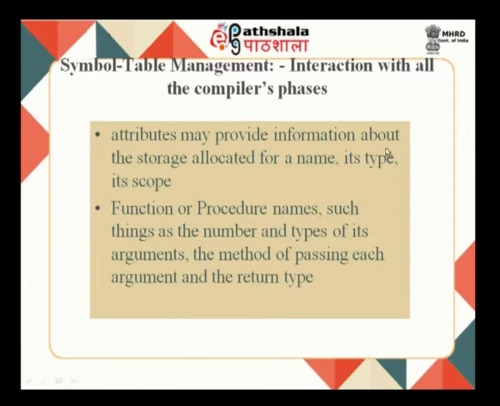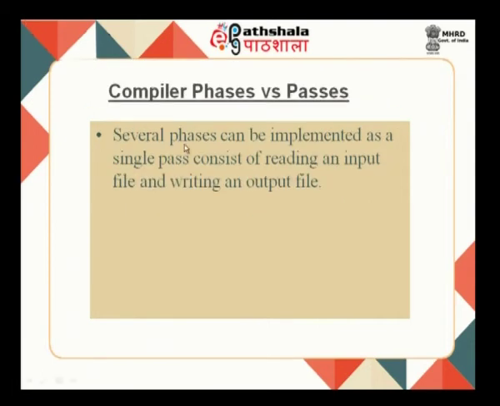The attributes may provide information about the storage allocated for a name, its type, its scope. For function or procedure names, such things as the numbers and types of its arguments, the method of passing each argument and the return type are also available in the symbol table. As I already talked about, these are the phases of the compiler, and every time it is going to interact with the symbol table. Every phase will interact with the symbol table. So, as I proceed through the next few modules, we will talk about how each phase acts on the symbol table.